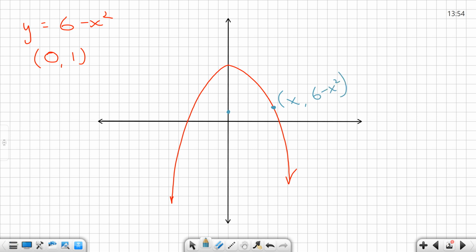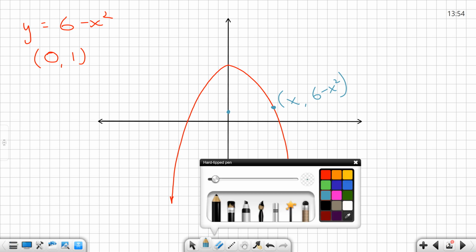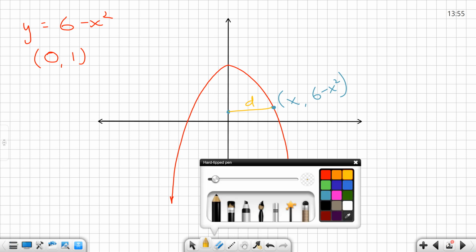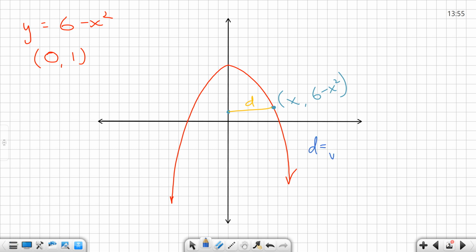Well done. X, 6 minus x squared. Because remember, algebra 1, that point would be x, y. Algebra 2 or pre-calculus would be x, f of x. Calculus, it's x, 6 minus x squared. And I'm looking for this distance. How do I find that distance? Distance formula. Beautiful. Distance is equal to the square root of x minus 0, quantity squared, plus 6 minus x squared minus 1, quantity squared.